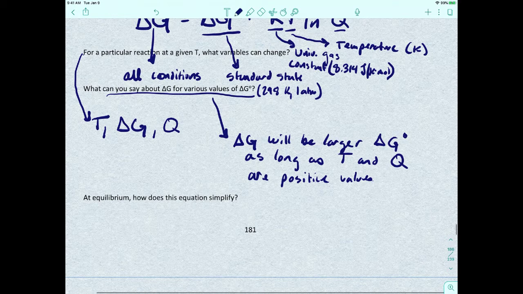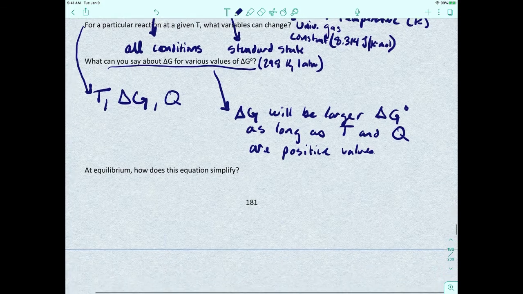And Q, if you really think about it, you can't really have a negative Q because negative Q indicates that the reaction's going completely in reverse and there's no product. So that Q should be positive. So as long as both of those values are positive, and theoretically they have to be, you'll be fine.